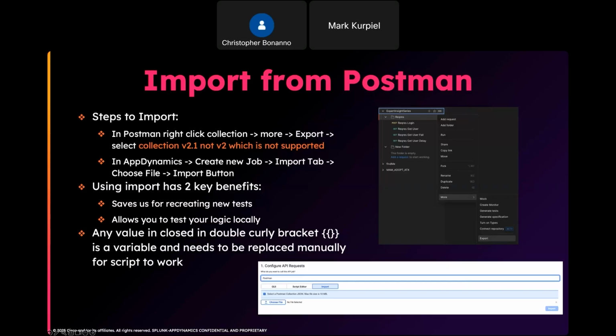Then in AppDynamics, all you'll have to do is create a job, click on the Import tab found here, choose your exported JSON file, and then click Import. This approach not only saves you time, but lets you reuse existing test logic. And it's also a great method of testing your logic locally before bringing it into AppDynamics.